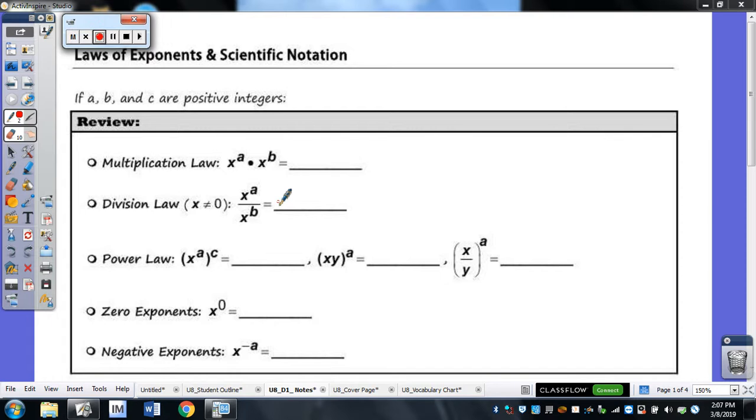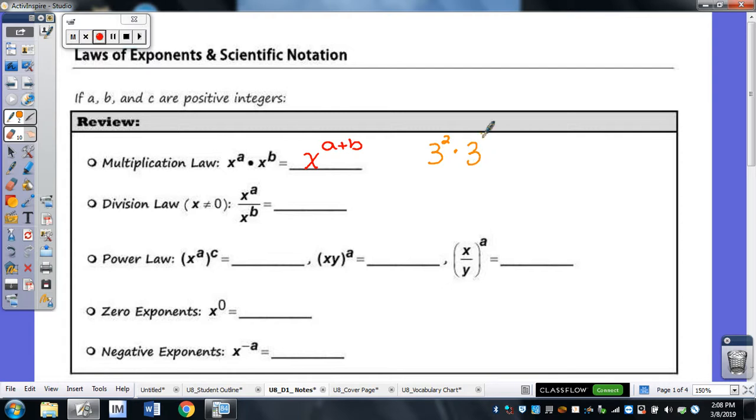So our multiplication rule. If we have two variables that we are multiplying, what do we do with those exponents? Add them. So this would become x to the a plus b. And a and b, they just represent numbers. So you would just add those exponents together.